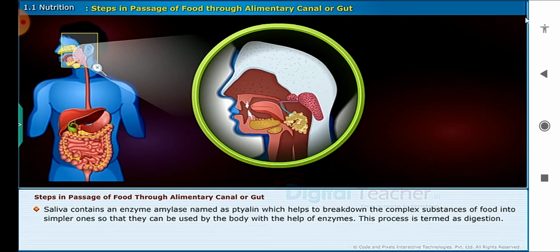Saliva contains an amylase enzyme named ptyalin, which helps to break down the complex substances of food into simpler ones so that they can be used by the body with the help of enzymes. This process is termed as digestion.